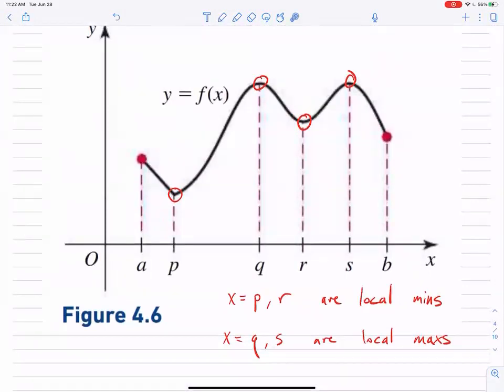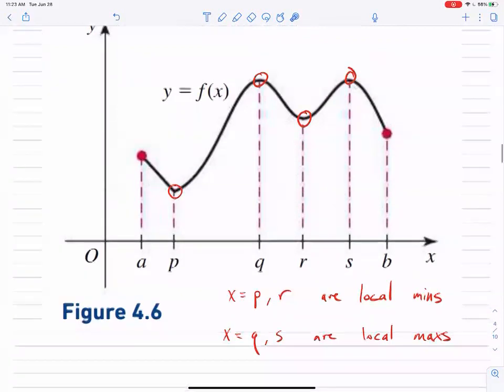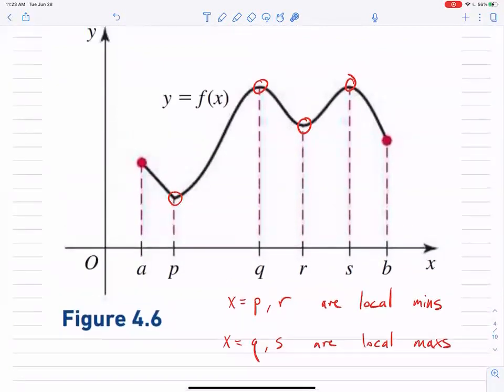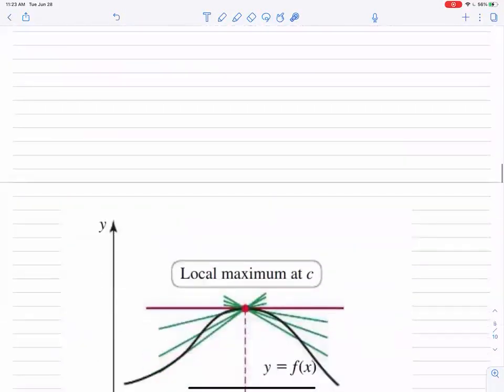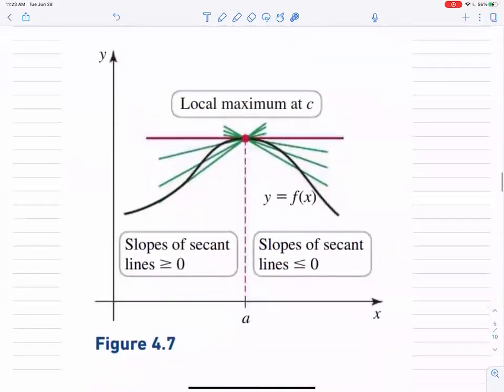So finding local max and min pictorially or graphically is really easy. What we're going to spend a little bit of time doing is figuring out how we find them analytically, or through the actual algebra of it.